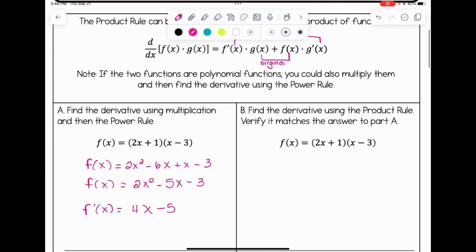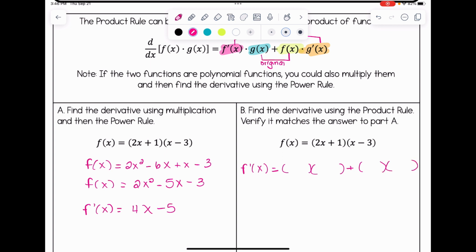Now for part B, we have the same exact function, but we're going to use the product rule, and we're going to make sure that it gives us an equivalent answer to 4x minus 5. So if I want to find the derivative here, the way I'm going to set it up is if you look at the formula for product rule, there's really 4 components to it. If you notice, I'm highlighting in 4 different colors here. So I'm going to set up 4 parentheses, 2 and then a plus sign, and then 2 more.